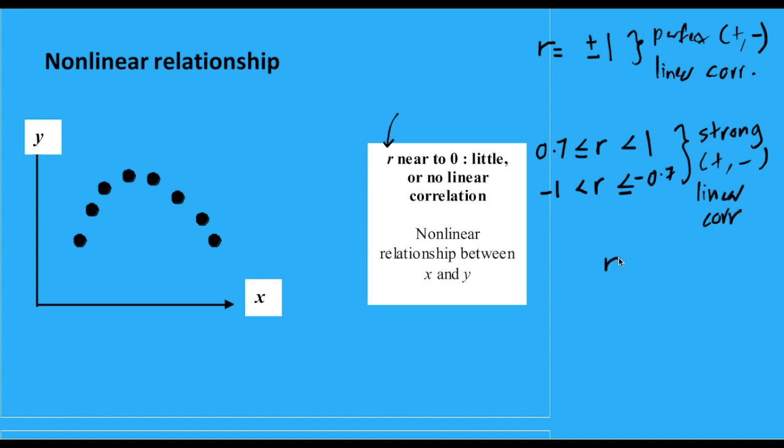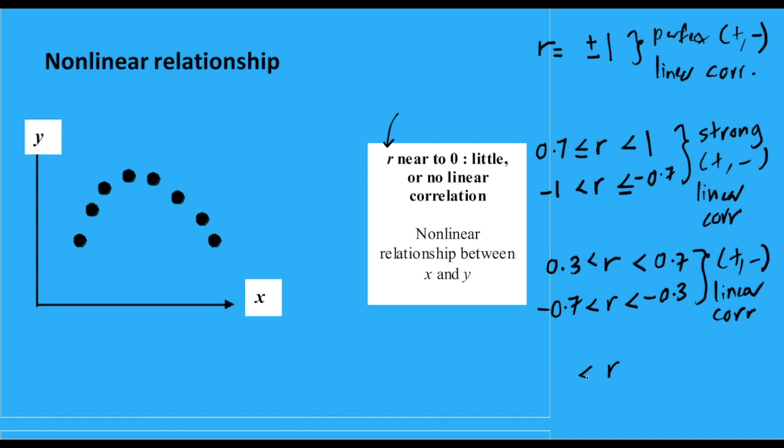When the values of R are from 0.3 to 0.7, or negative 0.7 to negative 0.3, then this has medium strength. Usually we interpret this as simply positive or negative linear correlation.